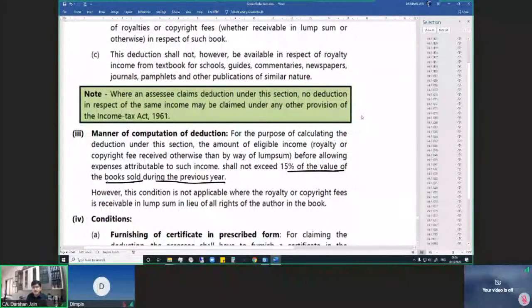So if a particular author is getting 20% of the value of books sold, he would be eligible only for 15% of the royalty that he gets, and that too would be subject to a maximum of 3 lakh rupees. Not more than 3 lakh rupees could he claim as deduction under 80QQB.